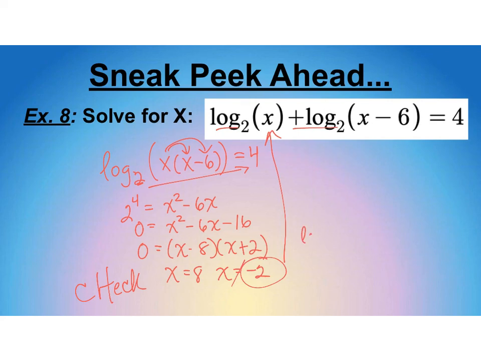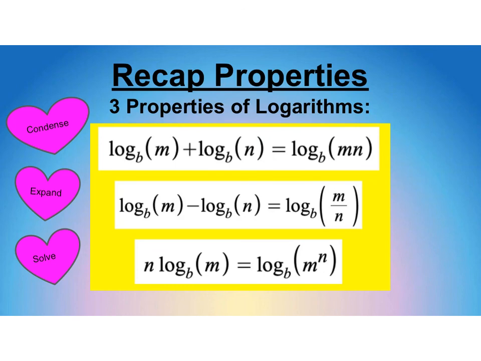And let's try the 8. Log base 2 of 8 plus log base 2 of 8 minus 6 equals 4. We have 3 plus 1 equals 4. It works. We solved a log problem. With those 3 properties of logs, you can expand and condense and solve. And you'll be able to do everything with those 3 properties. Nice job.